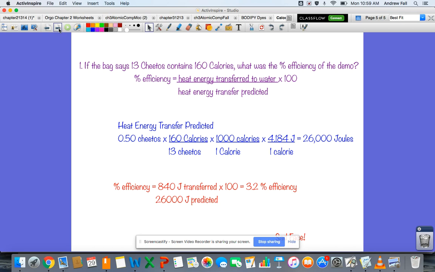And clearly we didn't get that. We only had 840 joules transferred out of the 26,000 joules we predicted. So that's a 3.2% efficiency, and that's really just pretty sad. I'm sure there's a lot of things I could have done better. Why don't you tell me what they are?